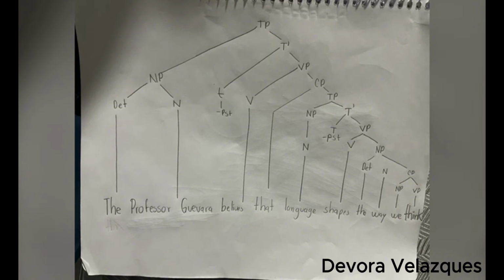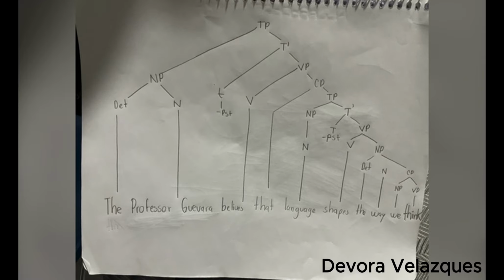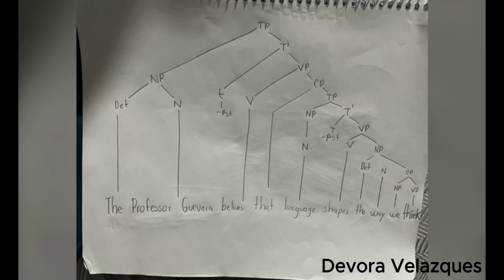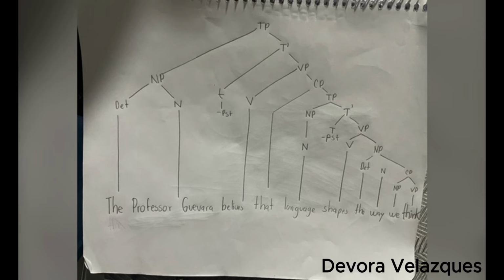Tense phrase is divided into a noun phrase. The noun phrase is divided into a noun, which is language, and is a noun past tense. And the verb phrase is divided into a verb, which is shaped, and a noun phrase, which is divided into determiner and noun. Determiner is the, the noun is way, and there is a complement clause too. This represents a short clause and is divided into a noun, which is we, and a verb phrase, which is think.